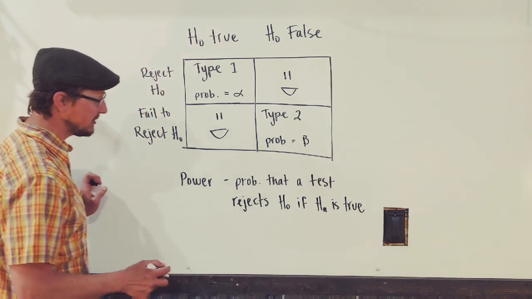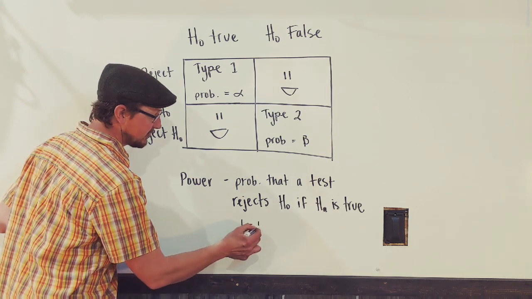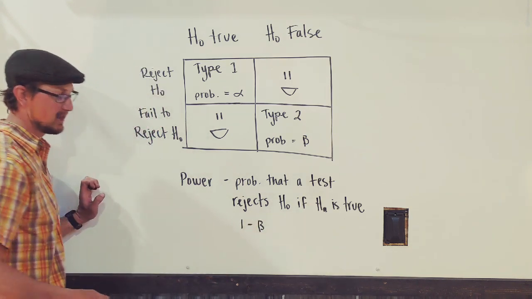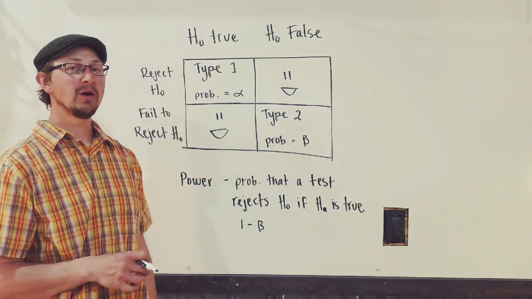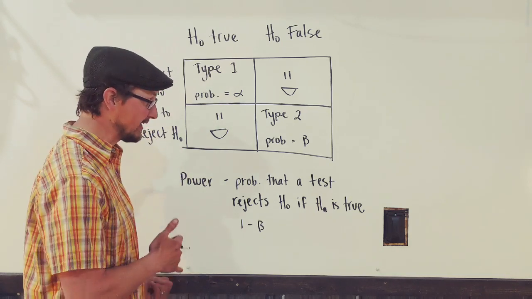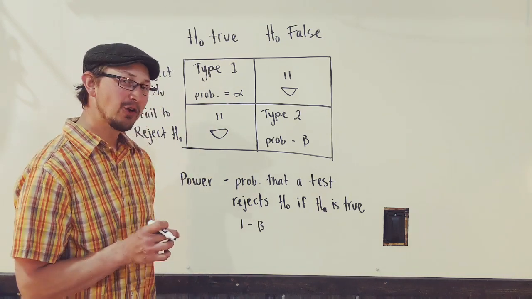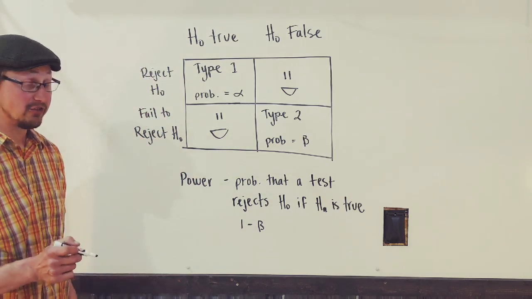Power can be calculated by 1 minus beta. We're not going to have you calculate power per se, but we are going to be interested in ways to increase the power, therefore increase the likelihood of correctly rejecting a null hypothesis. There's a couple different ways to do this.